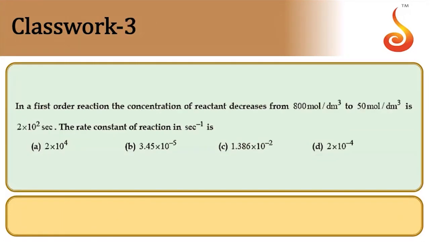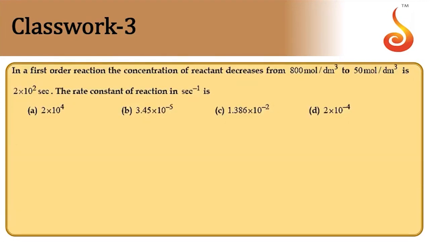Then, in a first order reaction, the concentration of reactant decreases from 800 mole per decimeter cube to 50 mole per decimeter cube in 2 into 10 to the power of 2 seconds. The rate constant of the reaction is? So when the concentration is changing from 800 to 50 in 2 into 10 to the power of 2 seconds, what is the rate constant? Let us take the initial concentration as 800.